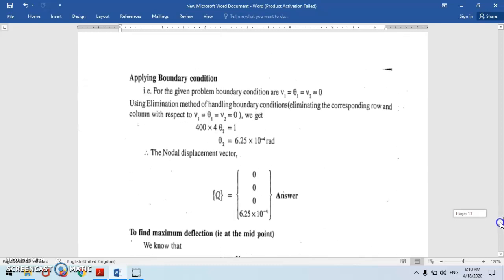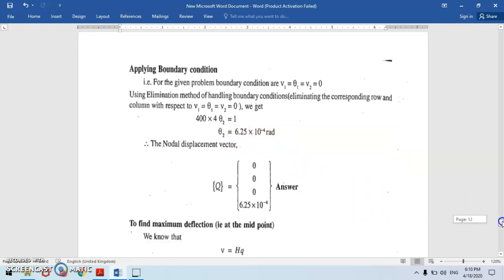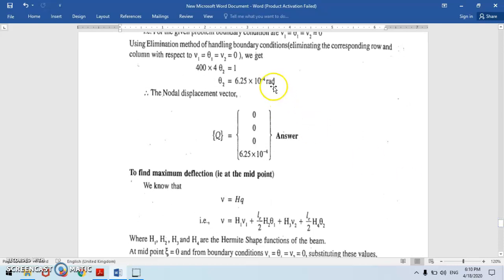So here is what you will be getting. The nodal displacement vector Q is equal to 0, 0, 0, theta 2. To find theta 2, the equation is 4 into 400 into theta 2 is equal to 1. So theta 2 you will be getting is 6.25 into 10 raised to minus 4 radians. That is the rotation, the theta 2 value. So this is the answer.